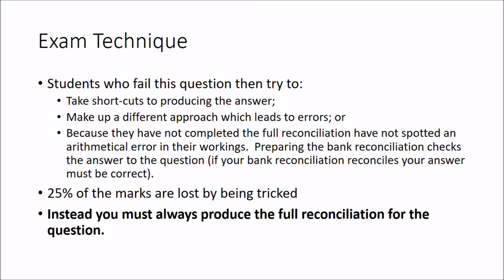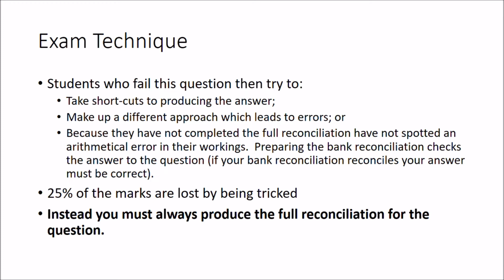Given that this is a very straightforward question, with 3 questions that are exactly the same, adding up to 25% of the marks, how is it that students fail this question? Because it's pretty straightforward, really. Well, the way students fail this question is that they take shortcuts in producing the answers. And the examiner is going to tempt you with that possibility.